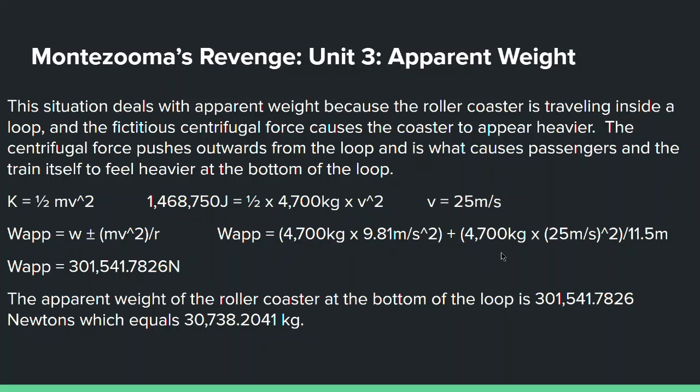And then we put that into the apparent weight equation. So we get the mass, 4,700 kilograms, times 25 meters per second squared. And then we divide that all by the radius of the loop, which will be 11.5 meters because it is known that the diameter is 23 meters.